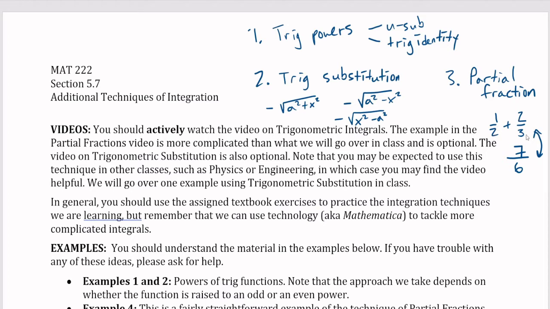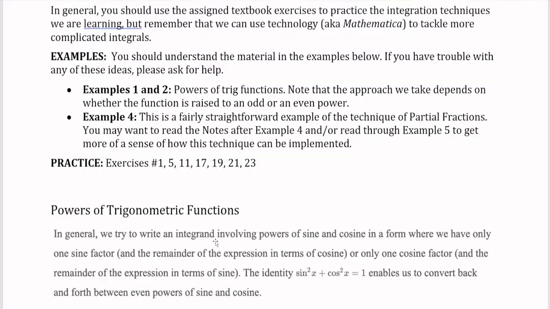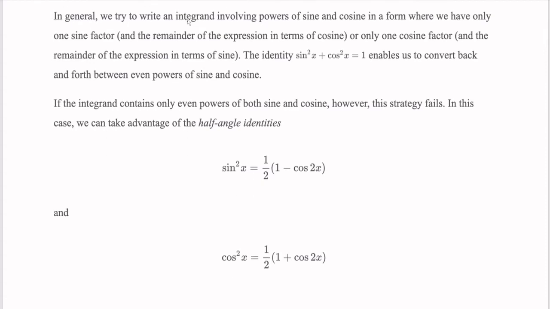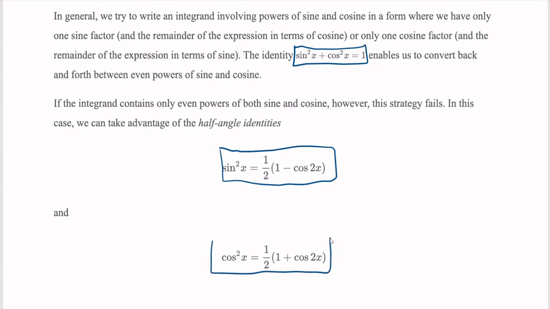So a lot in this section. Let's just dive right into it. So going through here, we're going to start with the power of trig functions. So there are three identities here that are going to be useful. This one, which actually has a secondary hidden one in here, which we'll talk about in a second. This one is one of the half angles, and this one is another half angle.